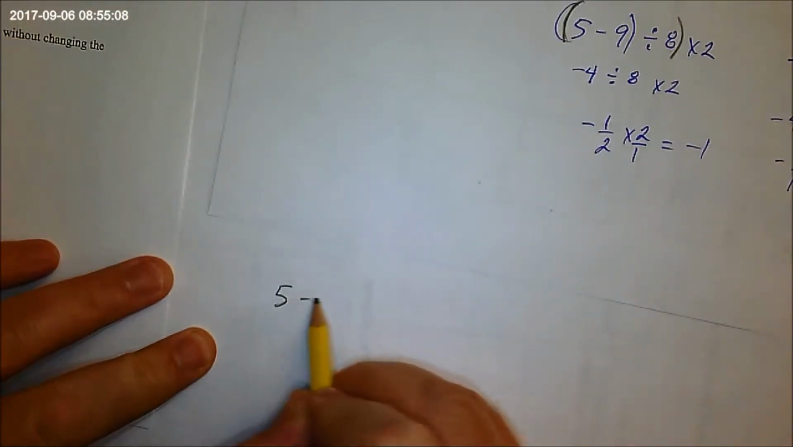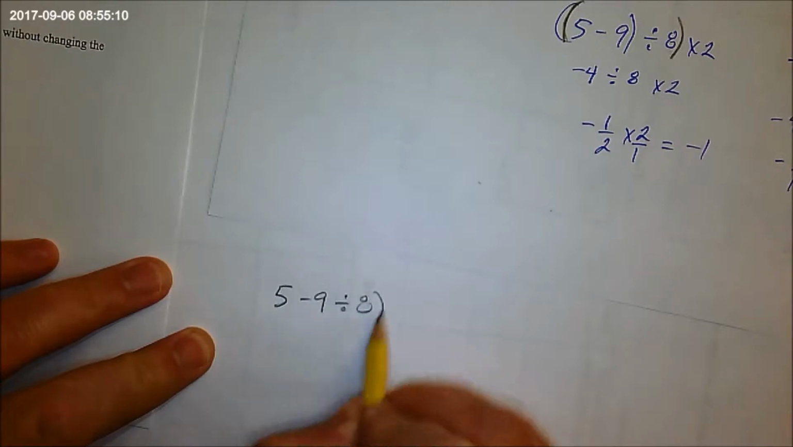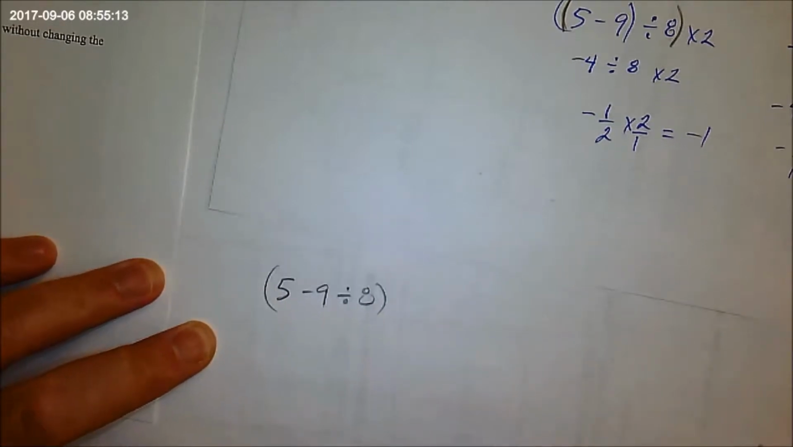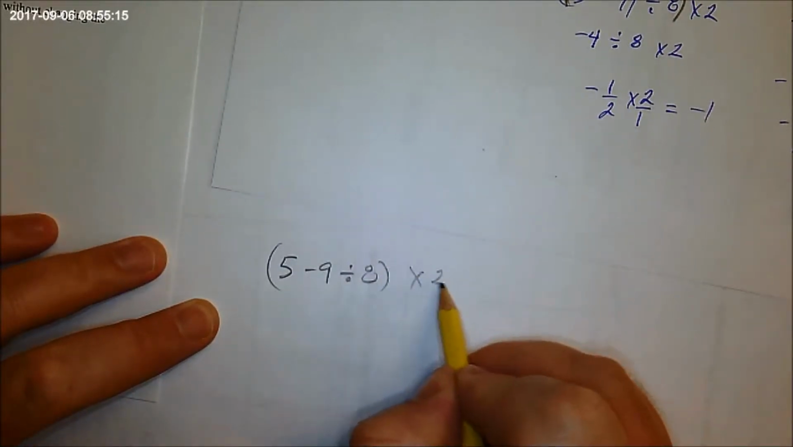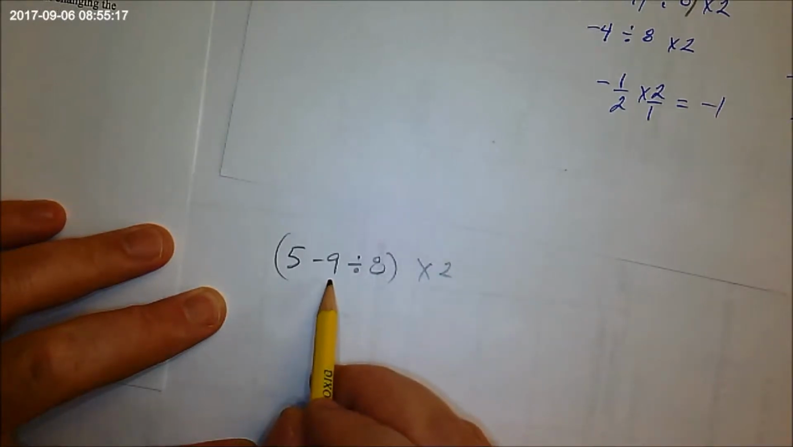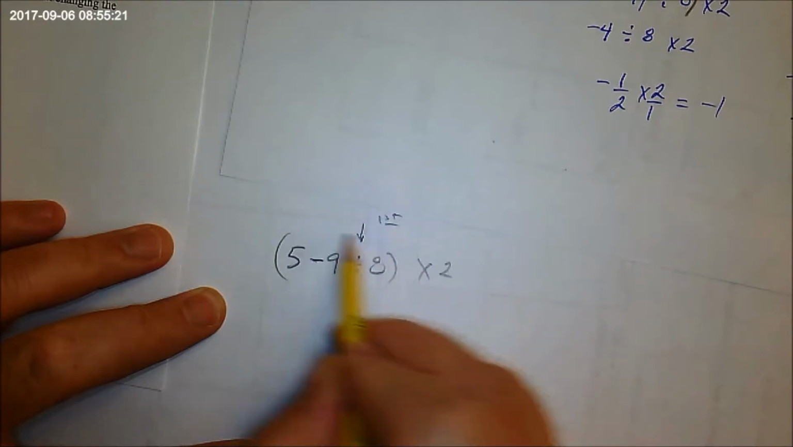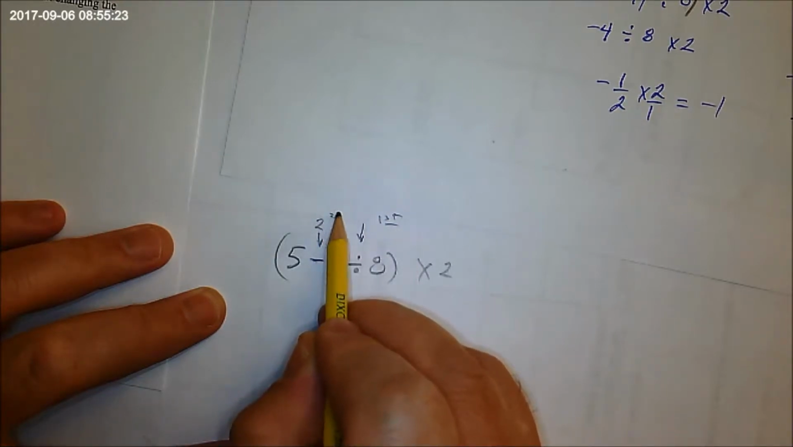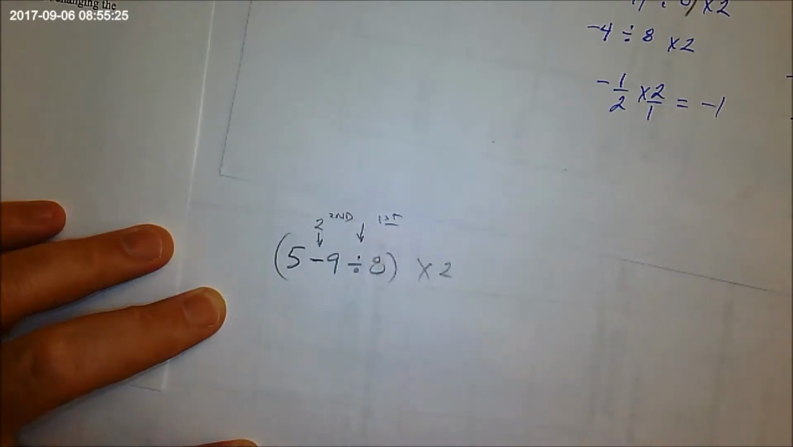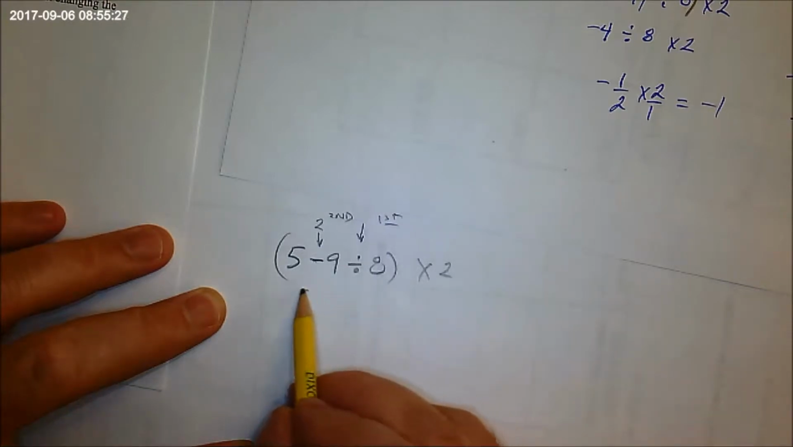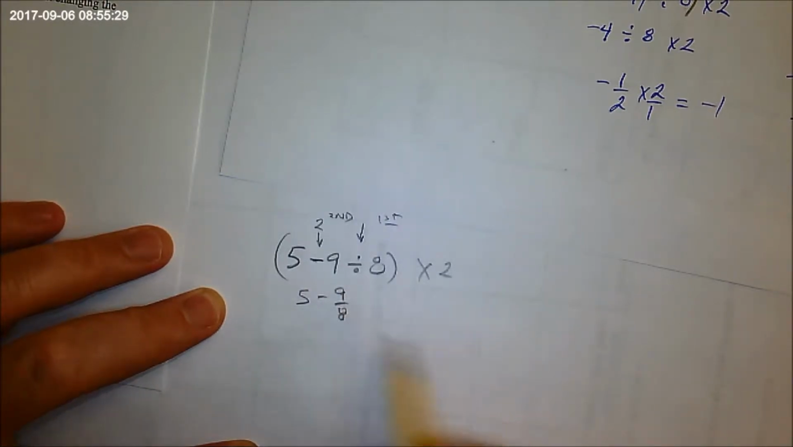So 5 minus 9 divided by 8. And you did the whole thing in parentheses like that? And then times 2. Well, this one, you'd have to do division first, and then you would do the subtraction second. So that wouldn't work, because you would end up with 5 minus 9 over 8.